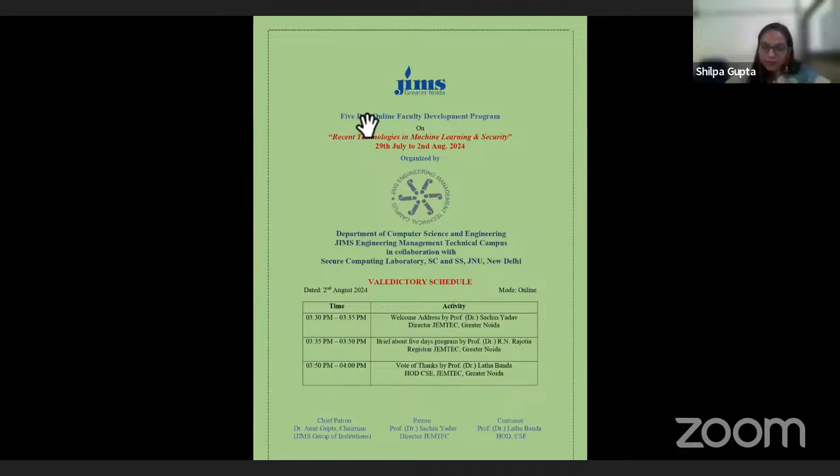Good afternoon, everyone. On the occasion of this FDP on recent technologies in machine learning and security from 29 July to 2nd August 2024, organized by our CSE department, GL Bajaj Greater Noida. First of all, I must say thanks to our Honorable Chairman, Dr. Amit Gupta, sir, for encouraging us to conduct this FDP. And I'm grateful to our renowned Director, Dr. Sachin Yadav, sir, and Registrar, Dr. Rajotia, sir, who gave their continuous advisory thoughts for the coordination of this FDP.